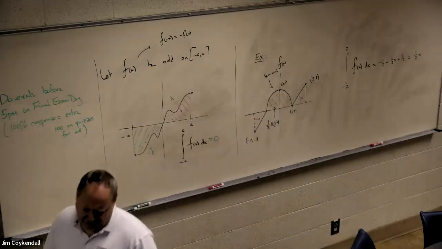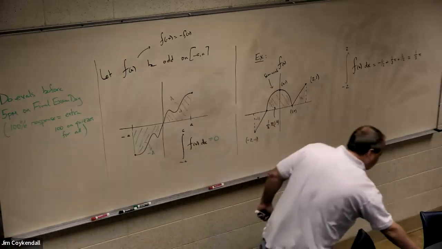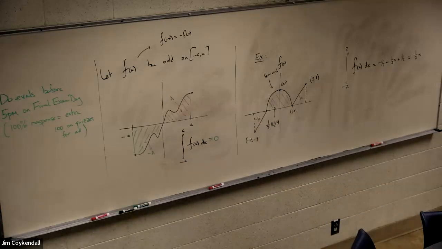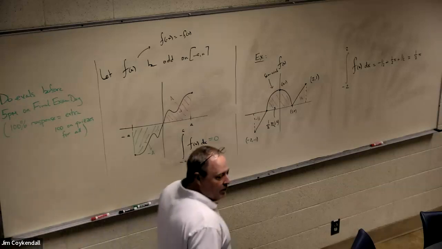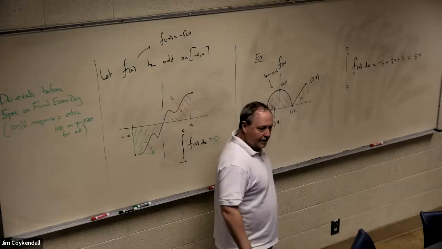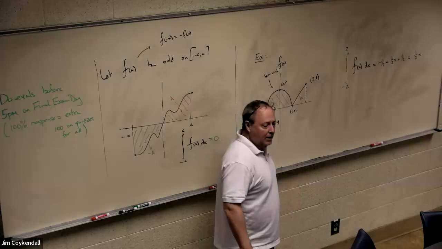Okay, questions. Okay, so let me give you, so what's that now? The area of the circle is pi times the radius squared.